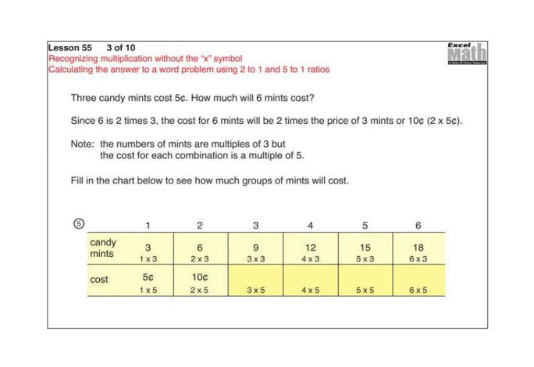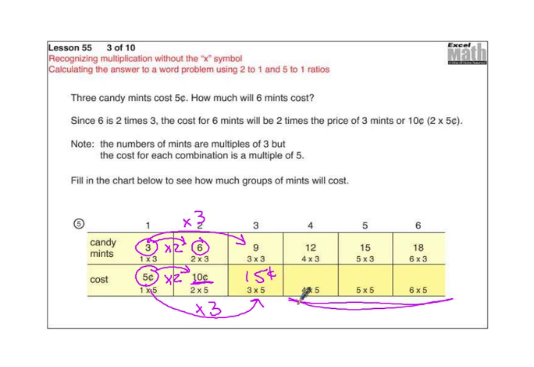So what we're saying is if I get 3 mints for 5 cents and I buy 6 mints, how much will that cost? Well, I'm getting 2 times the mints, so I should pay 2 times the price. And I do, 10 cents. Now if I get 9, I'm getting 3 times the mints, and so I should be paying 3 times the money. And so 3 times 5 is equal to 15. Fill that in on your chart. Go ahead and see if you can fill in the rest of the chart down here. Pause the video, turn it back on when you're ready for the solutions.